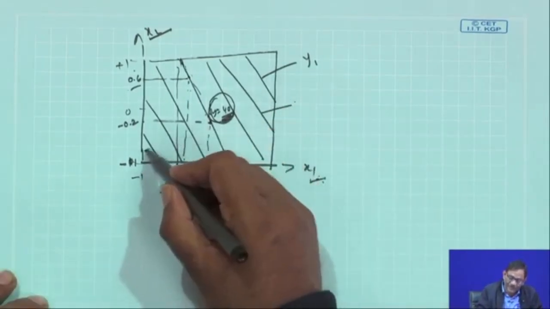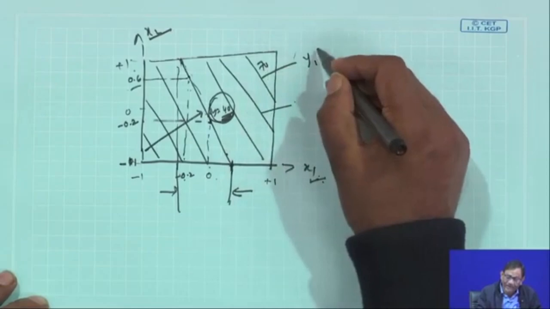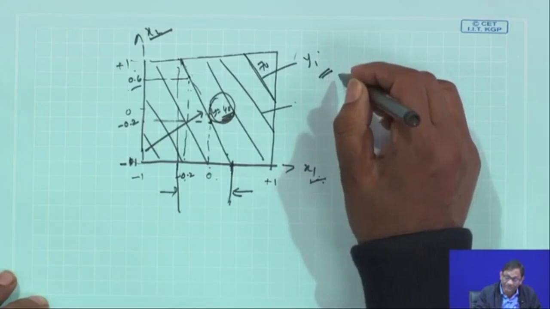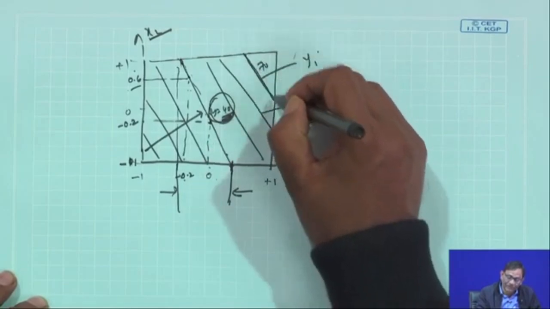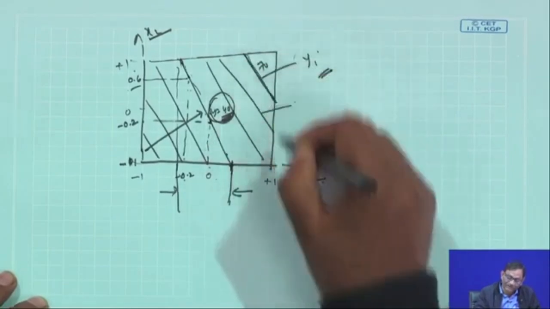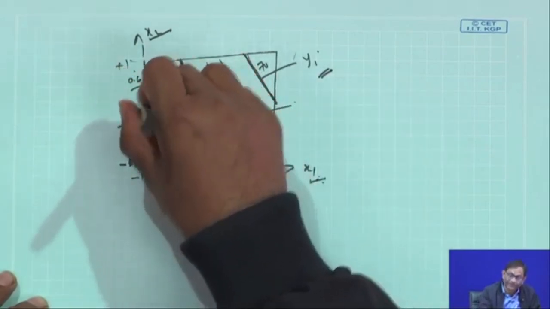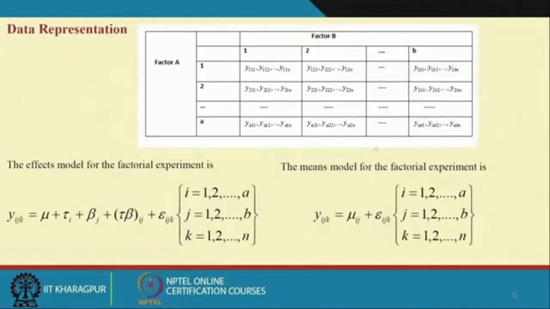Suppose this line is 70, and y is a higher-the-better case, then you will be interested in running the machine keeping x1 maybe at 1, and then x2 will be something like this. Okay. In this sense the response surface will be understood. Now, I will go from example to generalization with a two factor case.